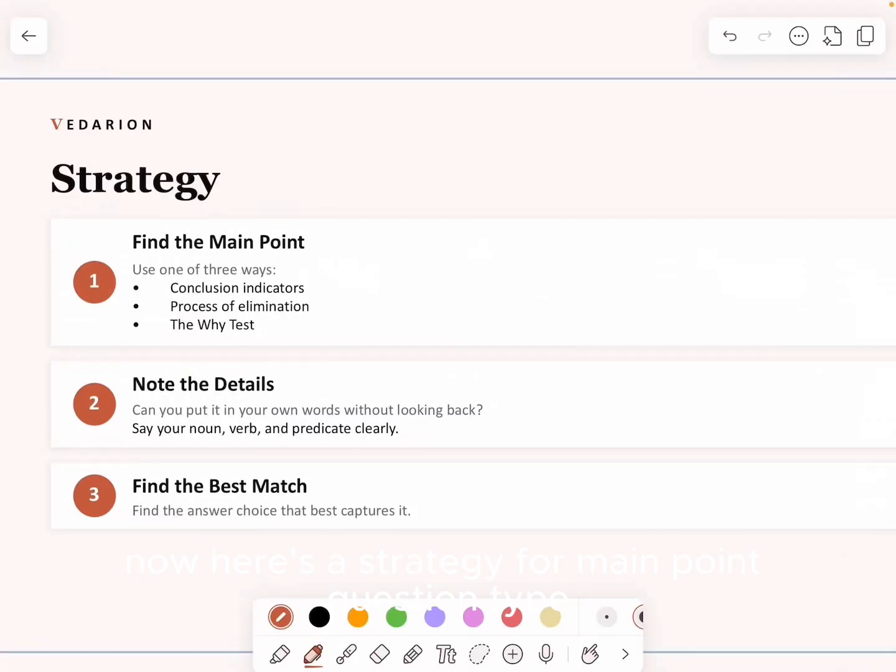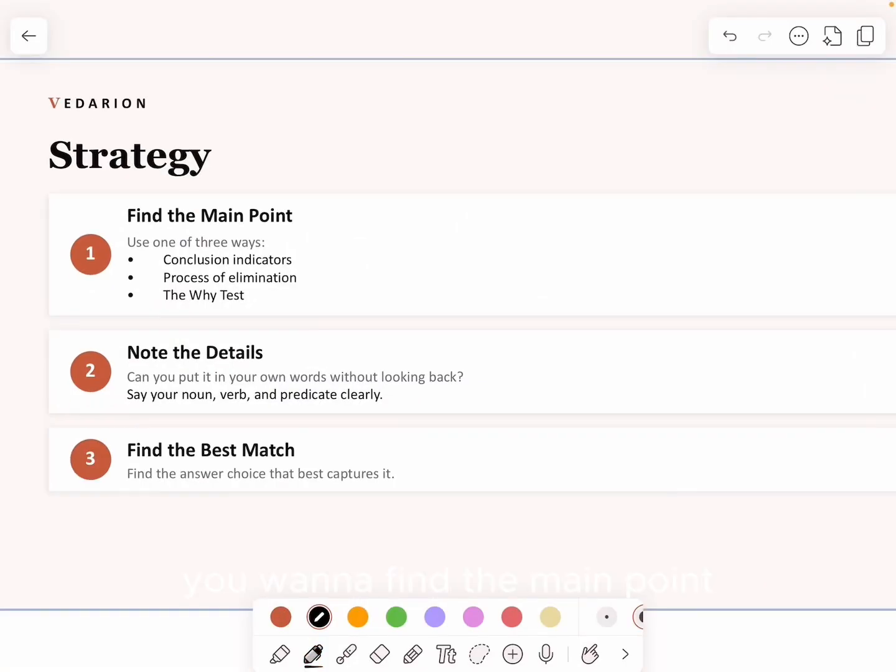Now here's a strategy for the main point question type. First, you want to find the main point using either a conclusion indicator, a process of elimination, or our game changer strategy, the Y test. Then you want to take a few seconds to put it into your own words without looking back. You want to say your noun, verb, and predicate clearly. Just doing this is going to help you a lot with attractive wrong answer choices. And then you want to find the answer choice that best captures the main point that you've stated.